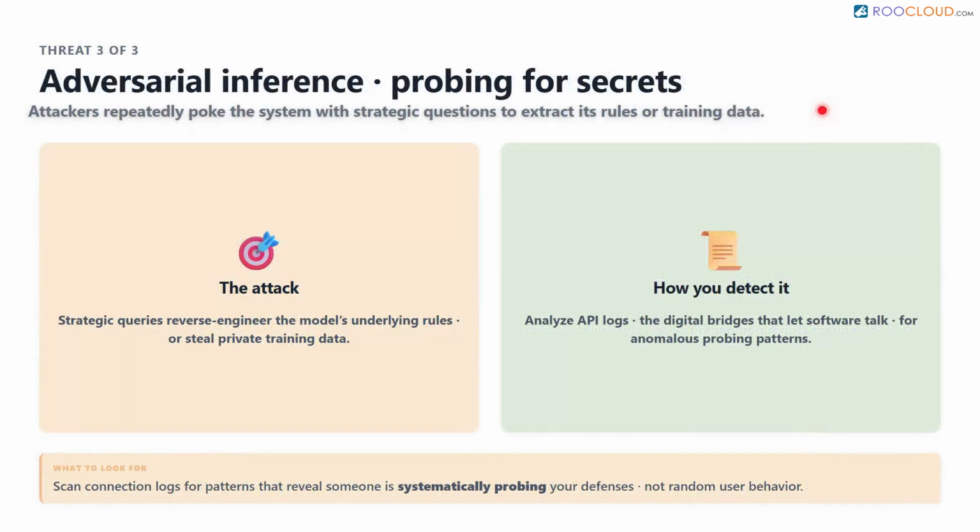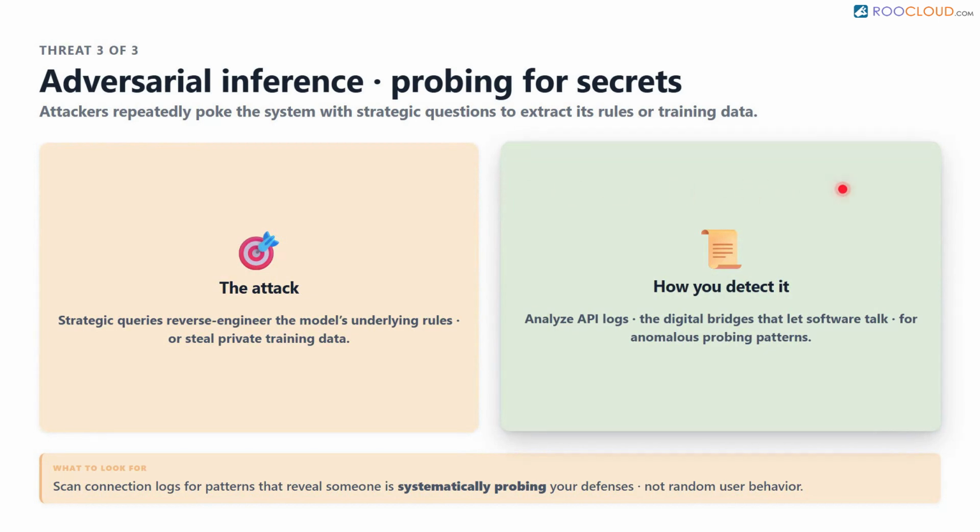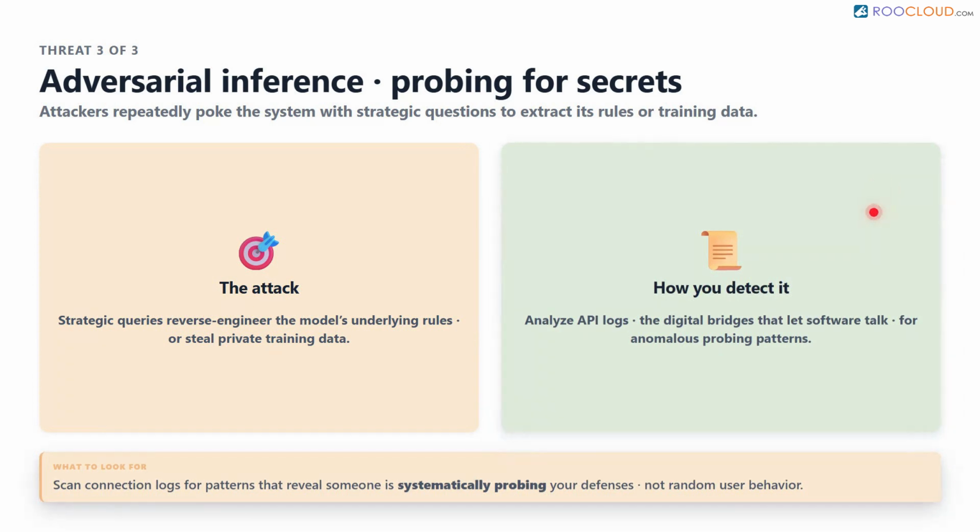Finally, we have adversarial inference. This involves an attacker repeatedly poking the system with strategic questions to figure out its underlying rules or steal its private training data. The primary detection method here is analyzing the logs of your application programming interfaces, which are the digital bridges that allow software to communicate. By scanning these connection logs, you can spot anomalous patterns that reveal someone is systematically probing your defenses.